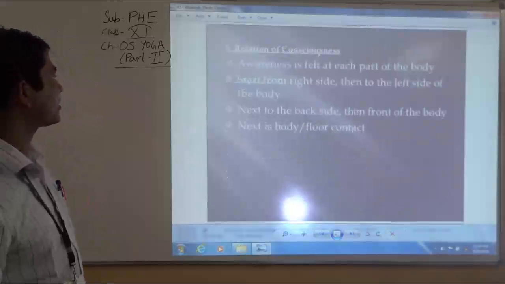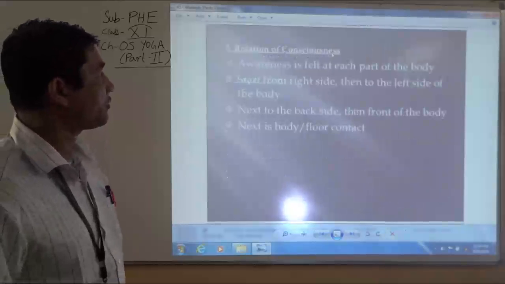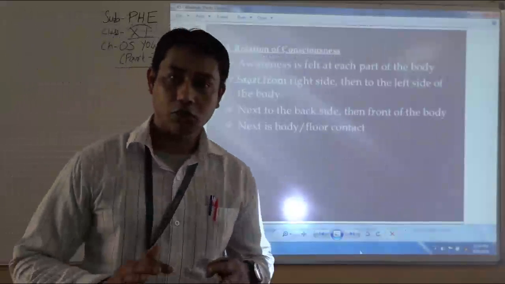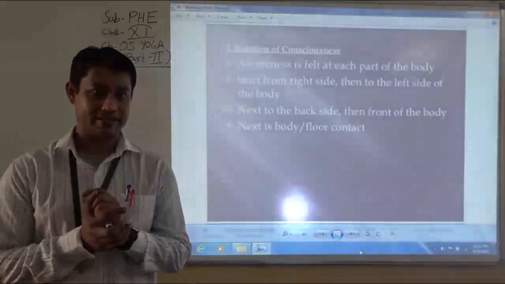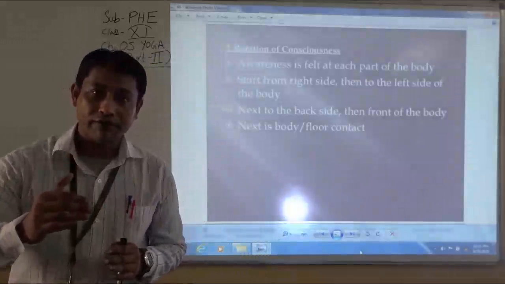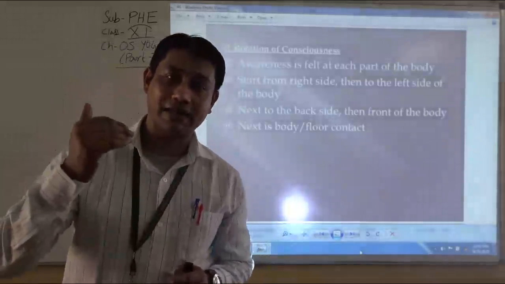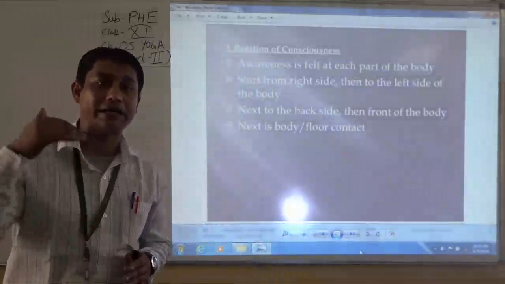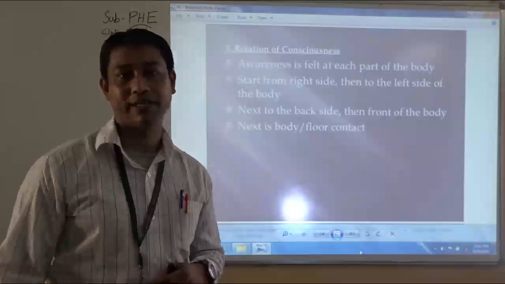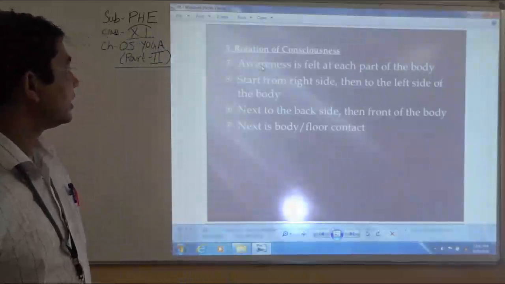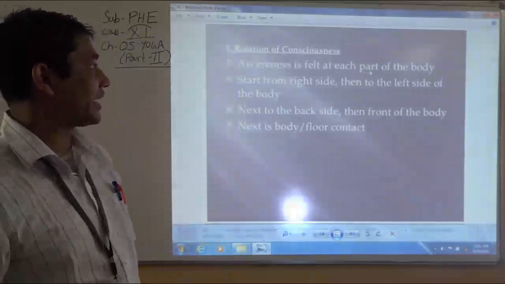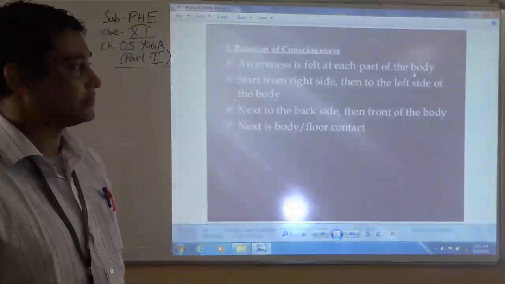Next, the third stage is, students, rotation of consciousness. Rotation of consciousness means we keep on rotating our consciousness from one part to another part of our body. That is, awareness is felt at each part of the body.